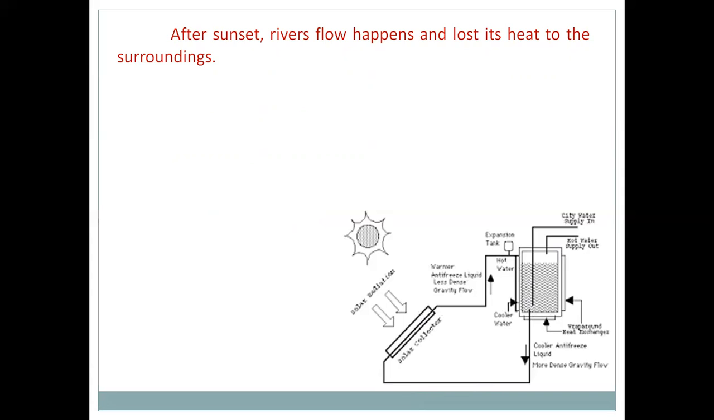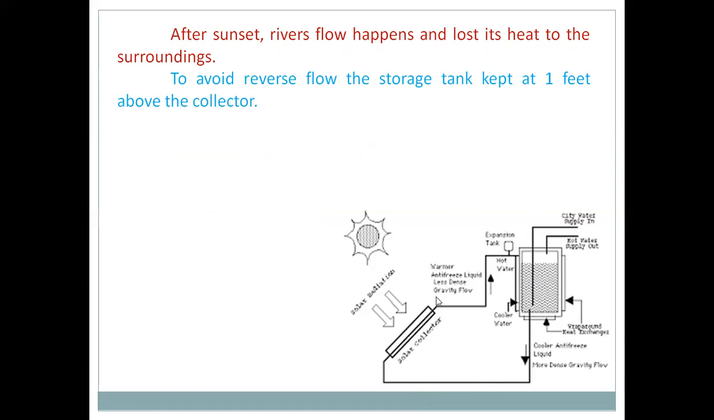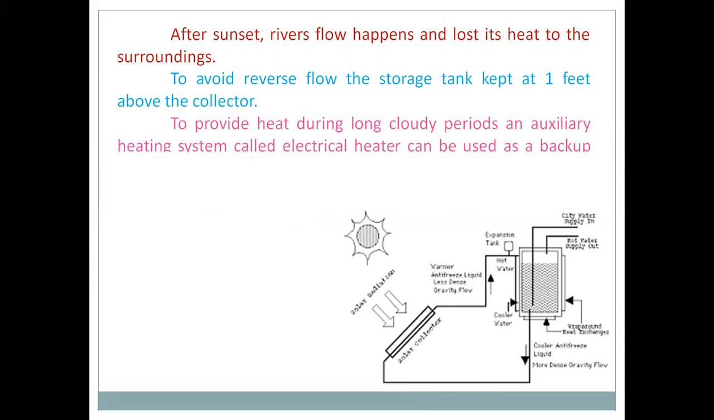Of course, after sunset or in cloudy weather, reverse flow happens and heat is lost to the surroundings. For this purpose, the storage tank is kept 1 foot above the flat plate collector. Heating is also needed during long cloudy days, mainly in the rainy season or during a cyclone, when there may be no sunshine for 3 to 4 days. In such cases, the water does not get heated. Then what can we do? For such cases, an auxiliary heating system using an electrical heater will be used.